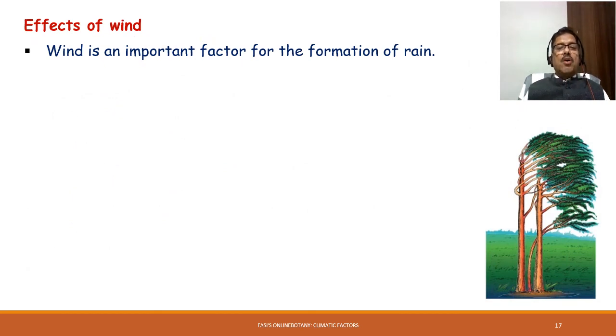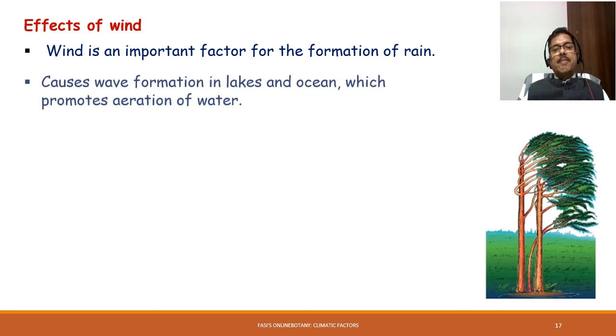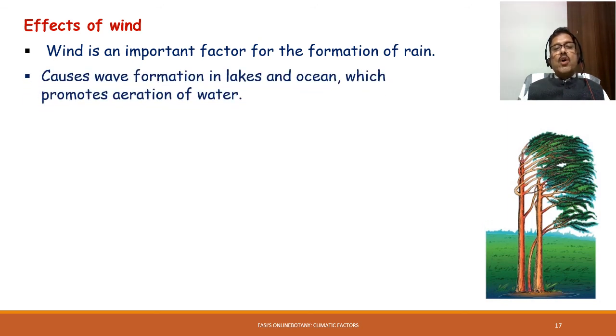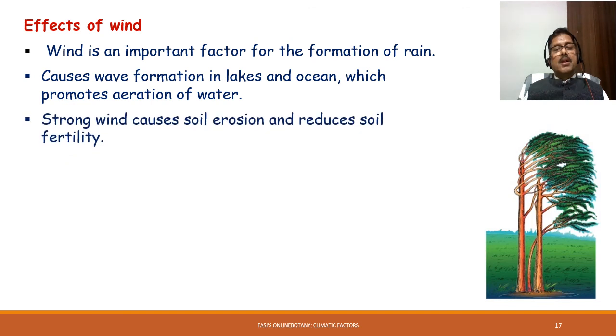Then effects of wind. Wind is an important factor for the formation of rain. It causes wave formation in lakes and oceans, which promotes aeration of water. Strong wind causes soil erosion and reduces soil fertility. It increases the rate of transpiration.